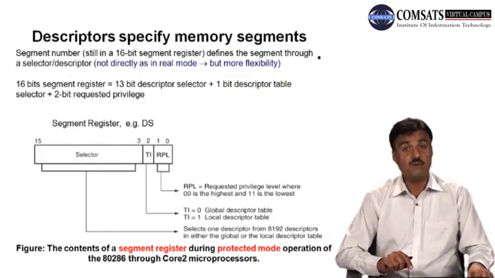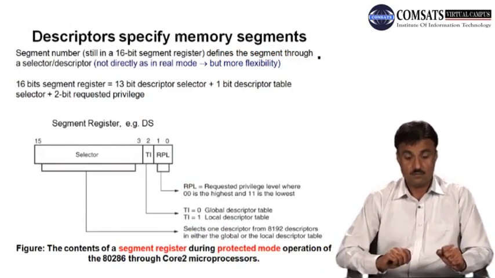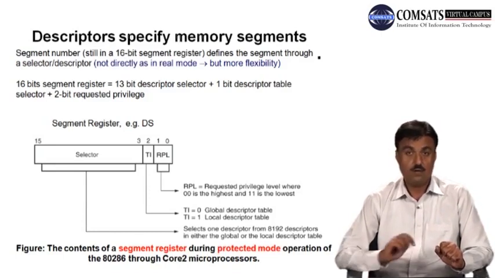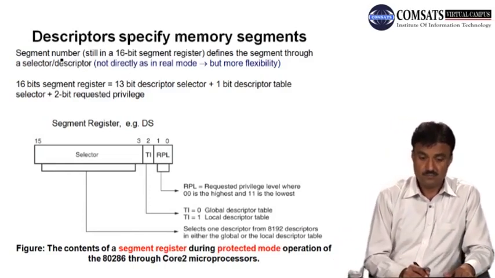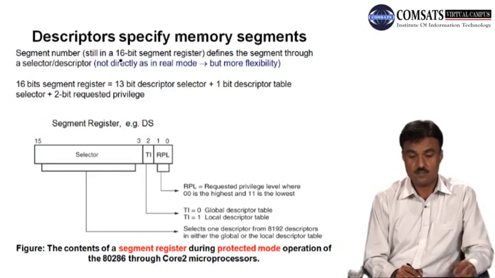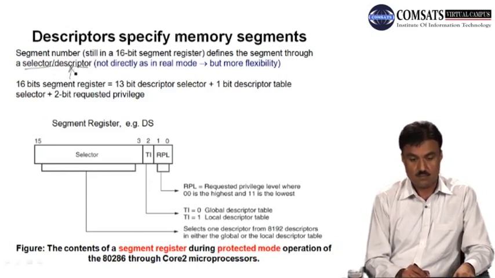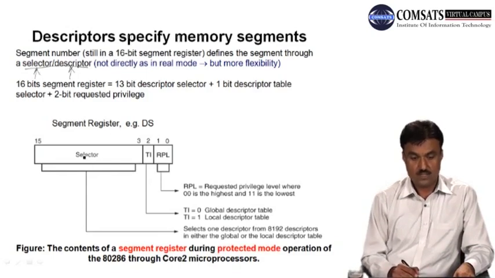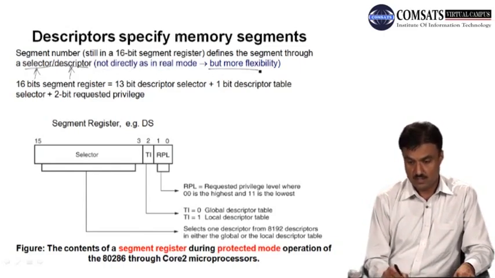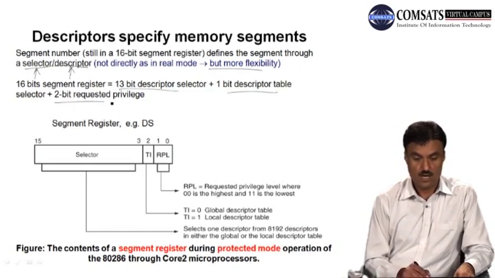Here is the segment register, as we discussed in the previous slide. There are 13 bits used as a selector, a table selector bit, and 2 RPL bits. The segment register is of size 16 bits, and it defines the segment through the selector and the descriptor. We already discussed the descriptor, and now we will see what is inside the selector. It is not direct as in real mode, but there is more flexibility. We have the 16-bit segment register: 13 bits, 1 bit, and 2 bits of request privilege.